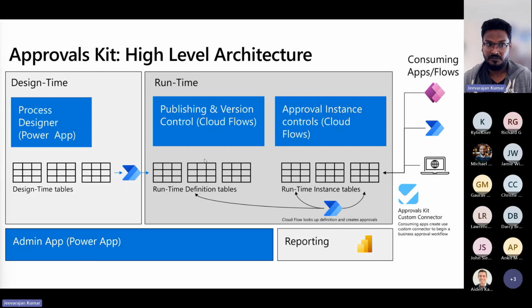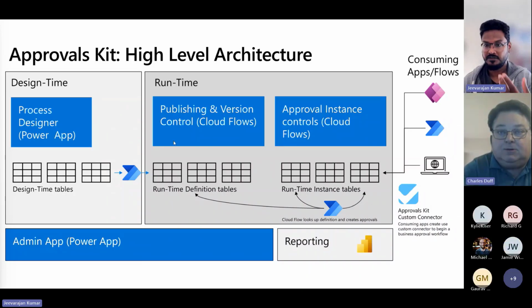And this is the very high-level architecture of the approvals kit. As you can see, the first thing is the process designer. That's the interface that we will use to create the approval itself. Behind the scenes, each of the stages and nodes that is part of the approval gets stored in the design tables in Dataverse. In the runtime, when we import the approvals kit solution, it comes with a bunch of Power Automate cloud flows, and those cloud flows will be listening to the data entries and events like data changes in those records, and then it will keep triggering the next set of approvals accordingly.